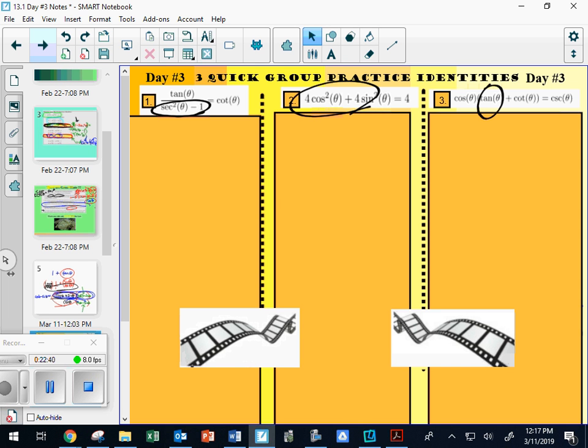Start with the 2 on the left. Numbers 1 and 2 are kind of easy. This is not the conjugate thing because it's already squared. Don't need the conjugate for that one. All right, I'm going to pause for a second. Let me try to prove both of these.